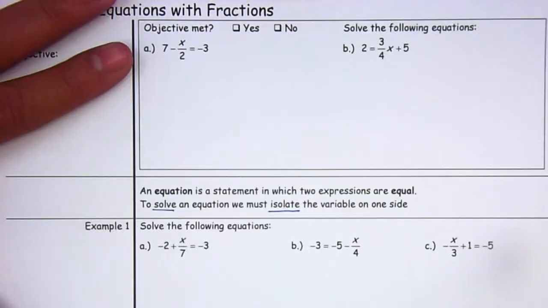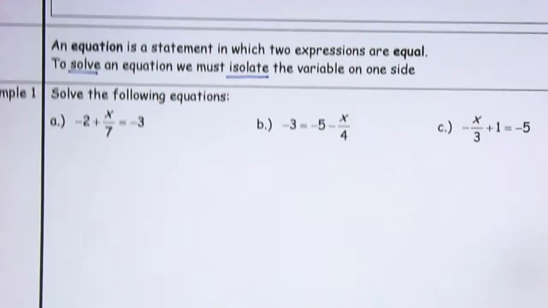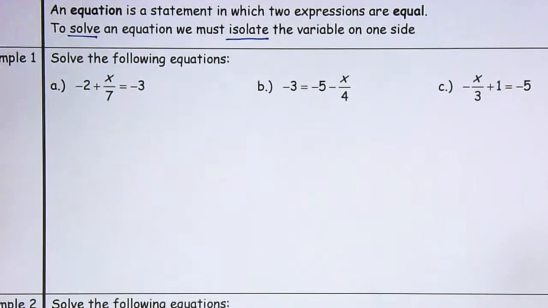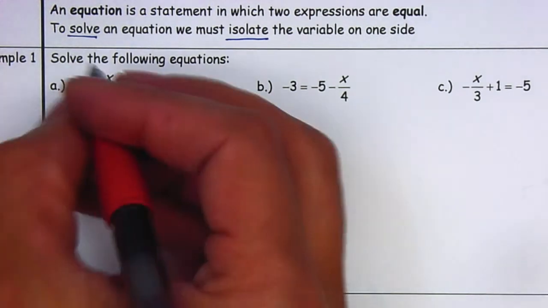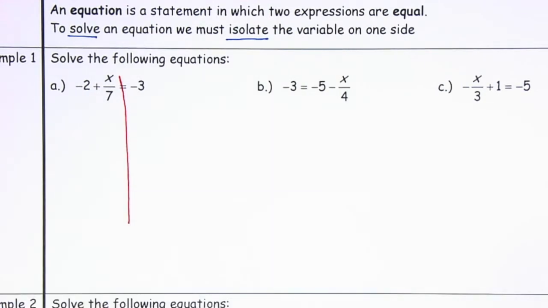So let's go through example number one. Example number one, we need to solve the following equations. So first, using a red pen, I want you guys to divide the equation in two parts, right on the equal sign, all the way down. And we want to leave the x by itself.